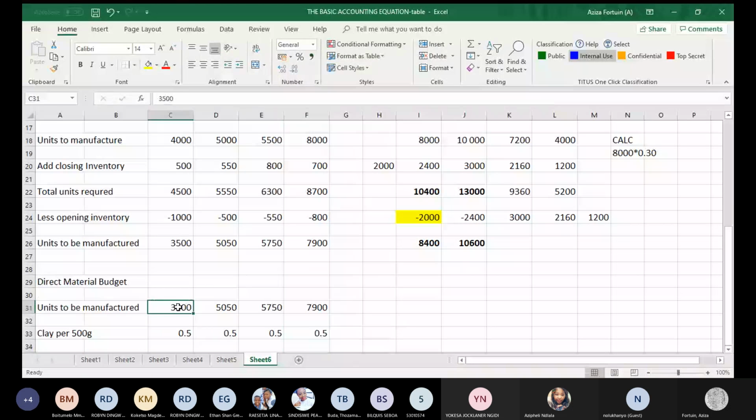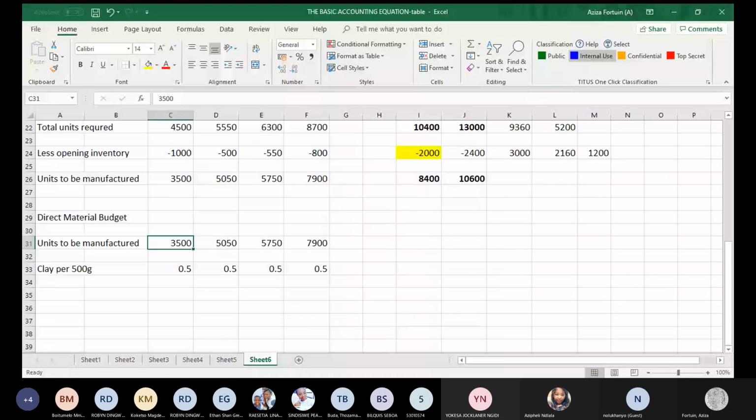Remember, these are units here. It's not rand. We're working with units. At the end, we're going to put it to a rand value. So 3,500 times 0.5 is 1,750. 5,050 times 0.5 is 2,525. Then 5,750 units multiplied by half a kilo of clay is 2,875 kilos of clay, and then 3,950. So this is my total clay required to make this product.